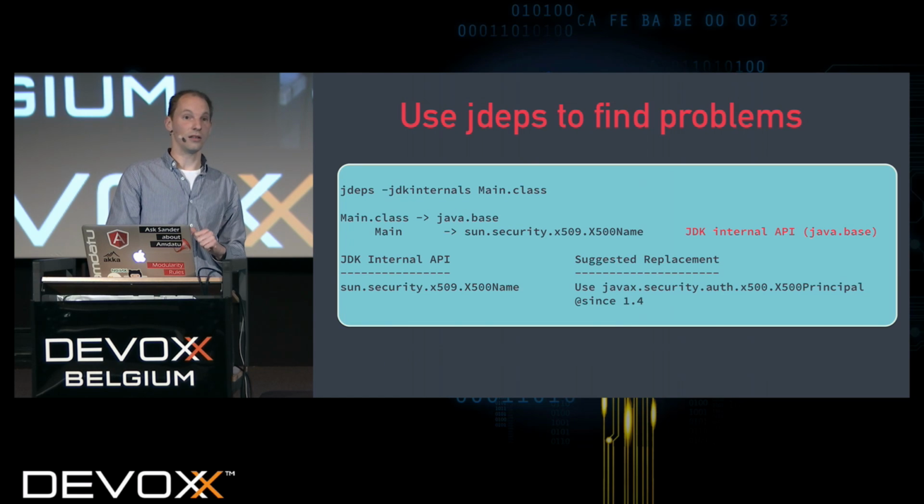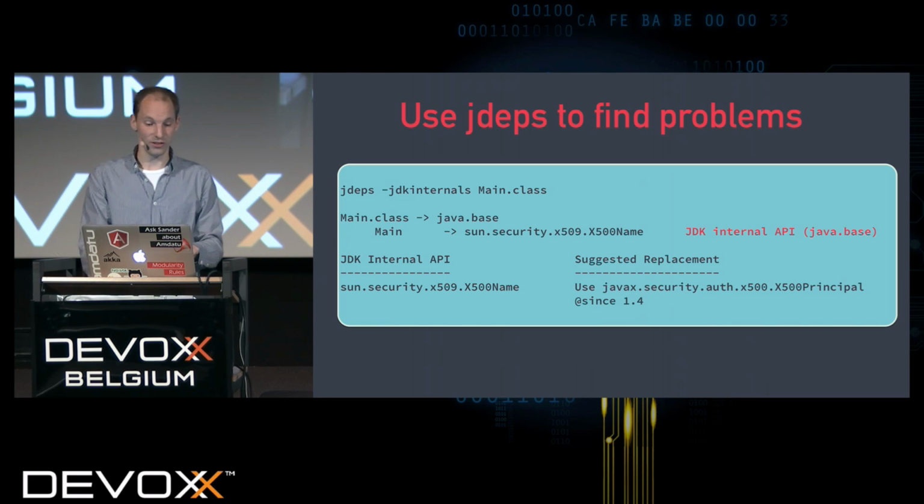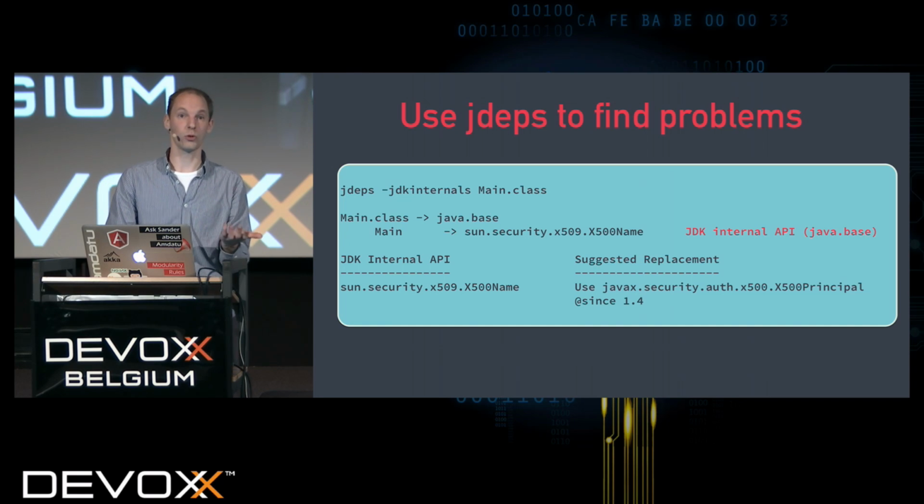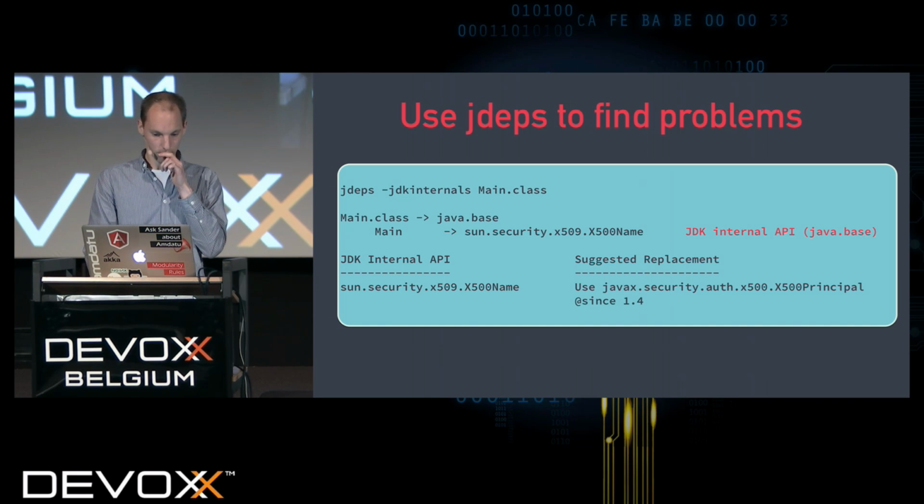Again, you can use jdeps to find these problems before compile time, before runtime. And in this case, you can add the flag -jdkinternals to jdeps, and it will give you a report of all internal APIs used by your code. And if you provide your dependency jars to jdeps as well, it will also scan those. So you can find out about problems.